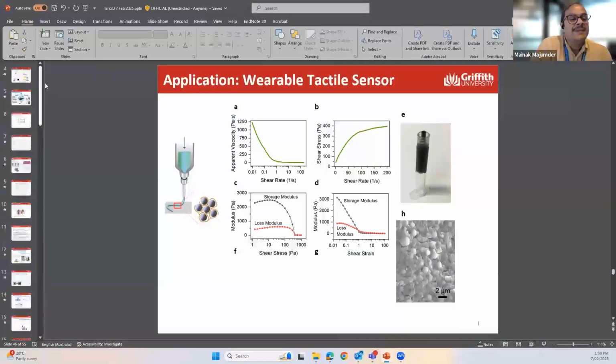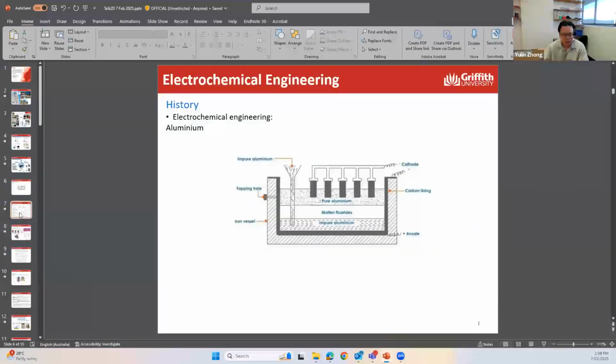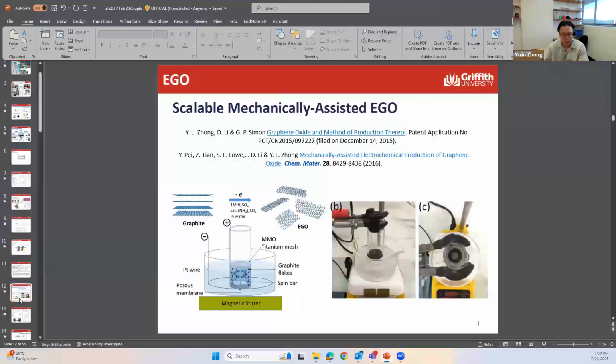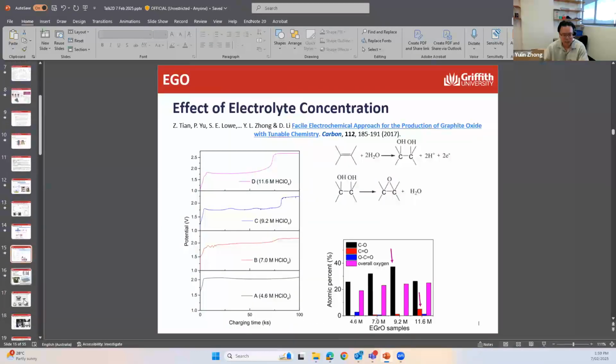Yeah, I think that has to do with the oxygen functional group, because you could see from XPS that there's a slight difference.